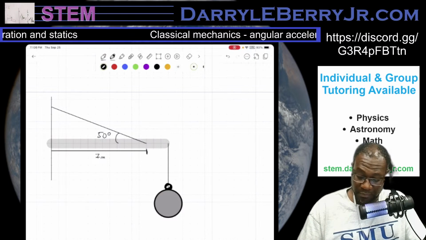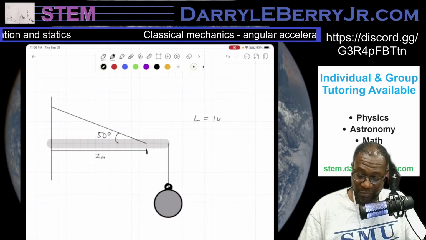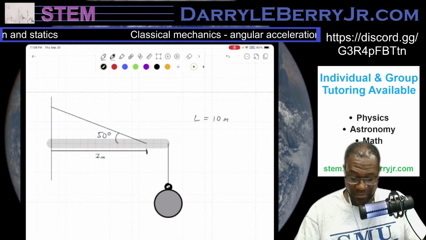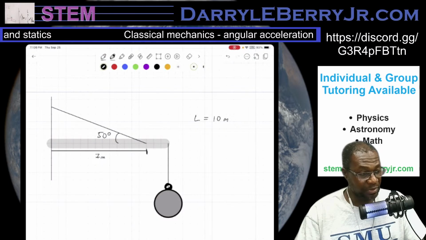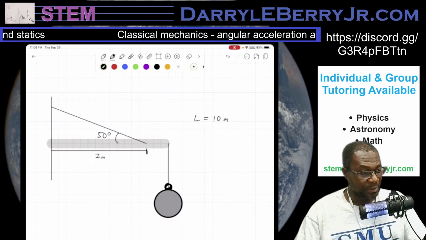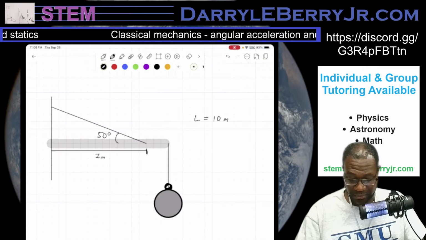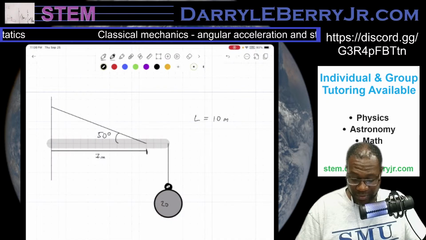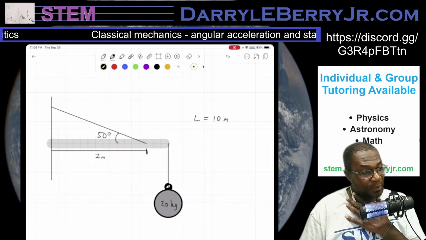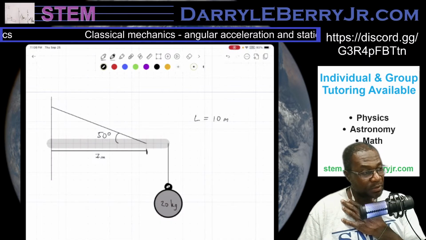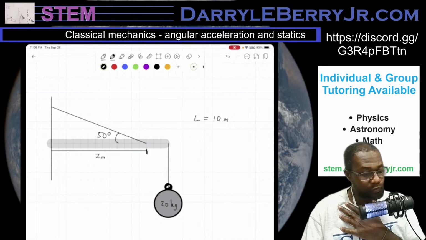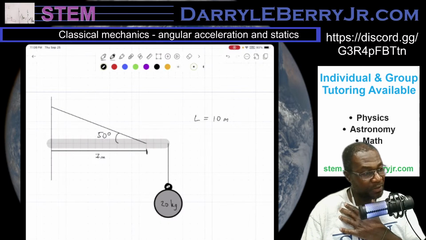So we'll call that L, the total L is 10 meters. What else can we say? So we have 7 meters there. The whole beam is 10 meters. Let's say that the mass weighs 20 kilograms. You got L, we have the angle, and let us say one more thing. Got the point from there.